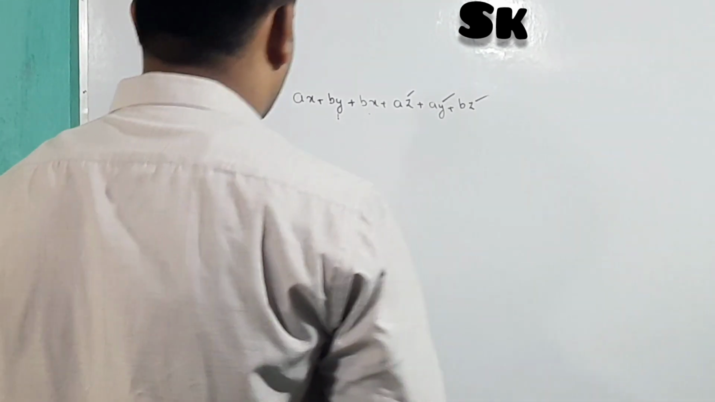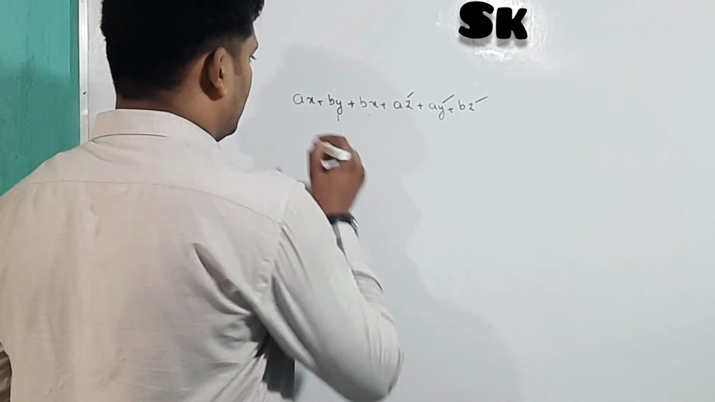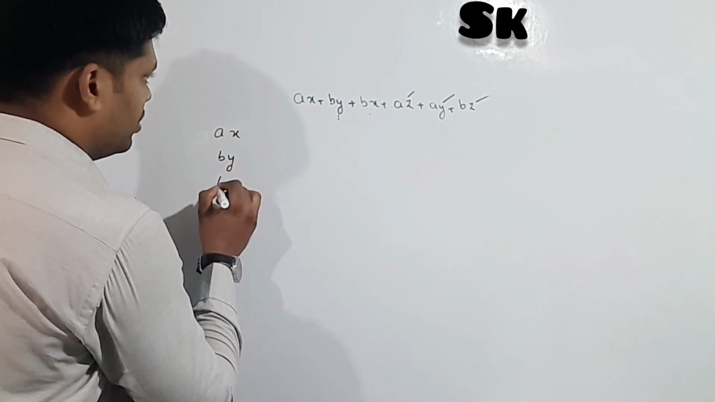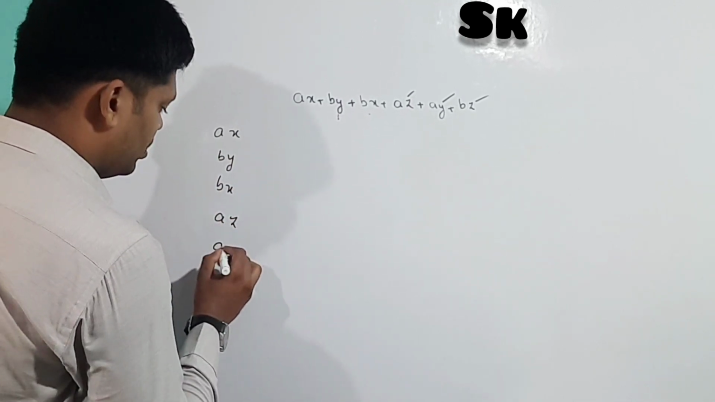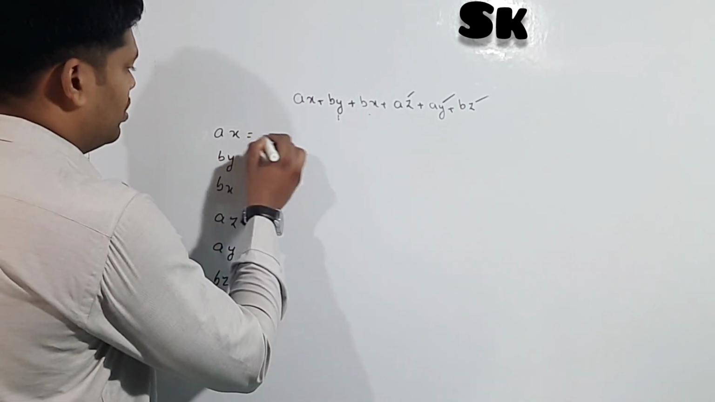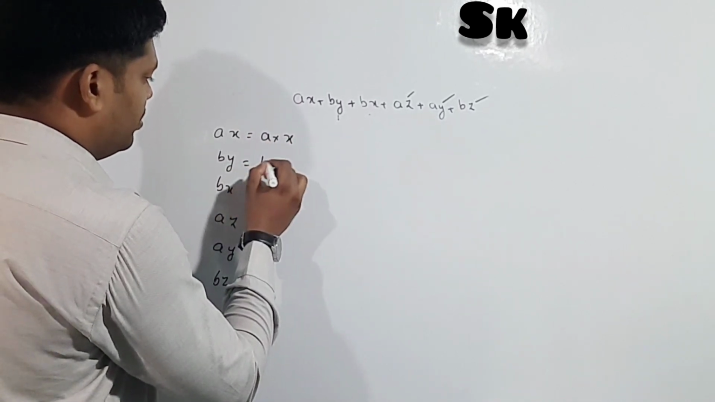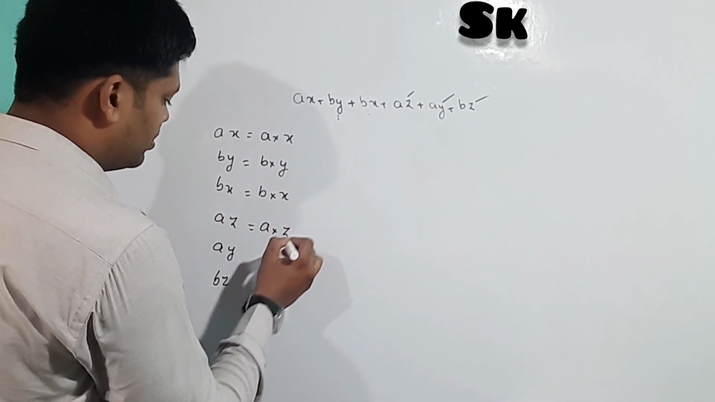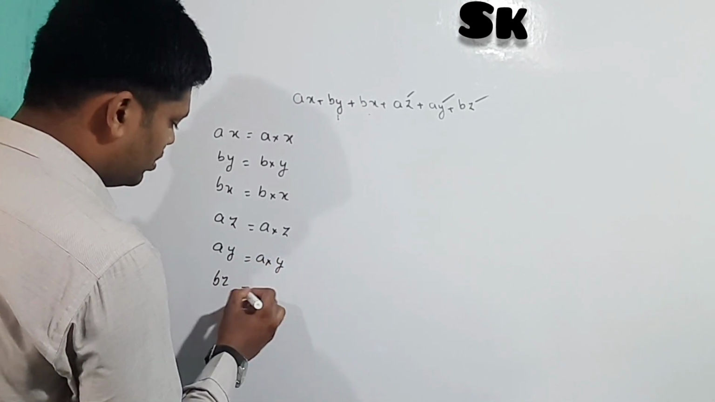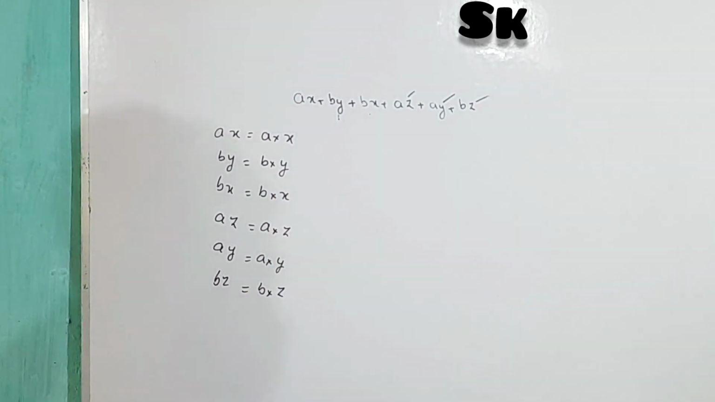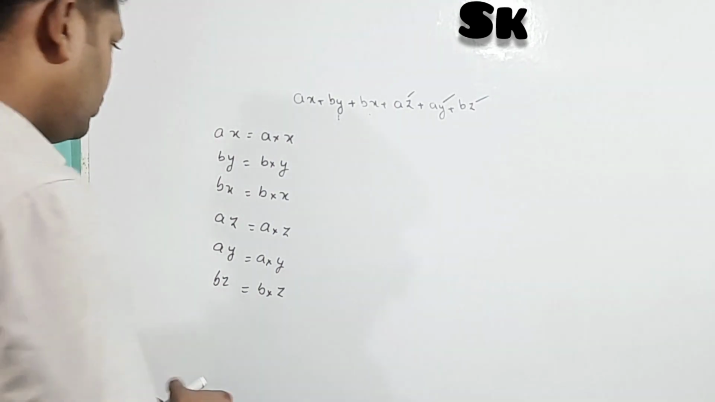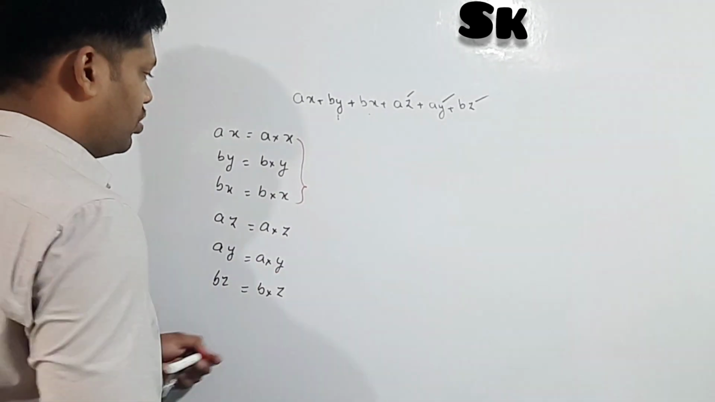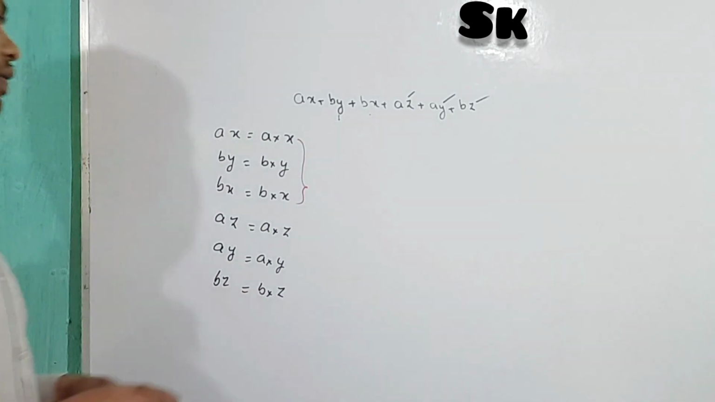What is the problem? The problem is that here ax is enough. I will write this one: ax, by, bx, az, ay, bz. A multiply x, this one, b multiply y, this one, b multiply x, this one, a multiply z, this one, a multiply y, this one, b multiply z. The meaning of all these terms is this only. Now I thought to take these three terms as common, and these three terms as common. So now why am I not able to take this one as common?